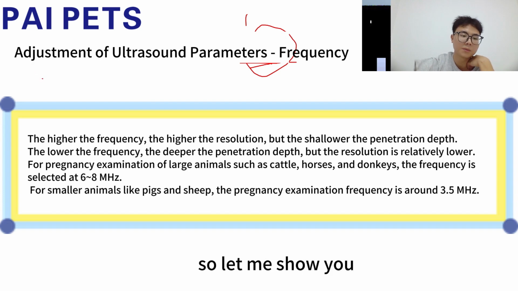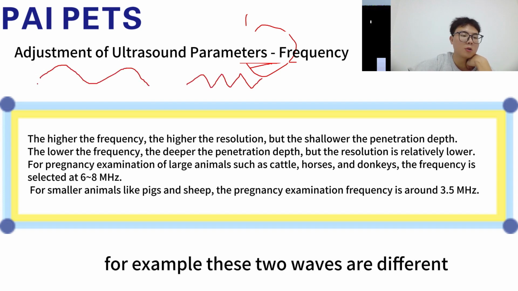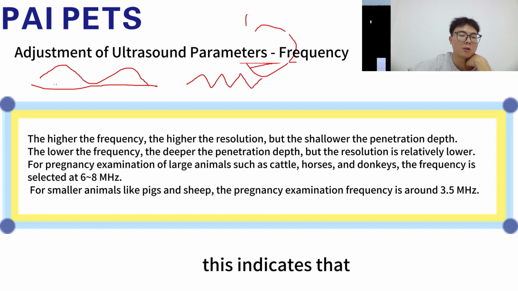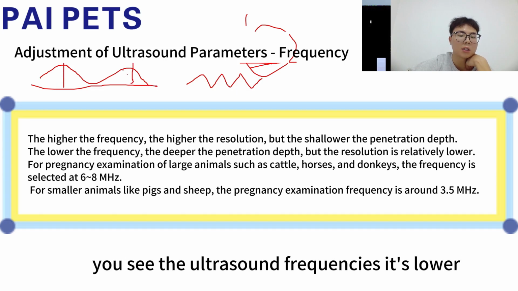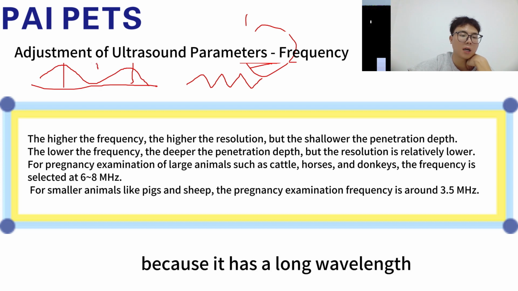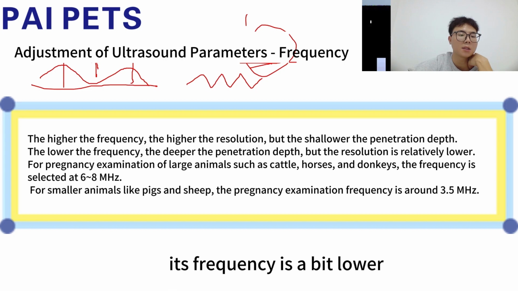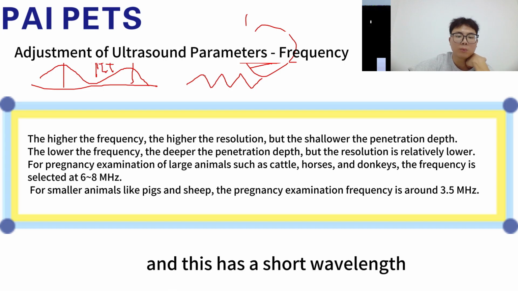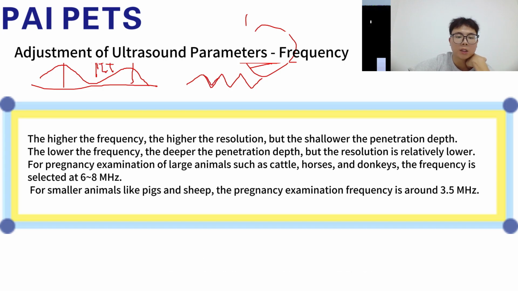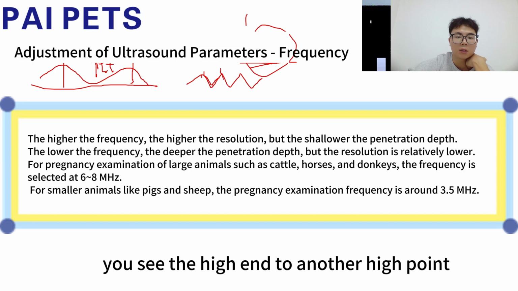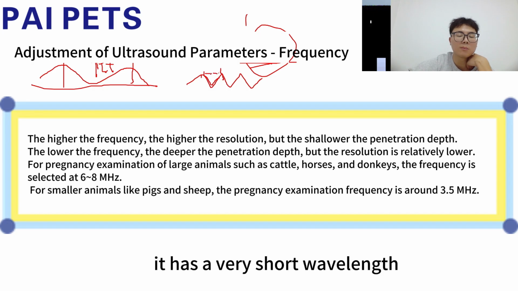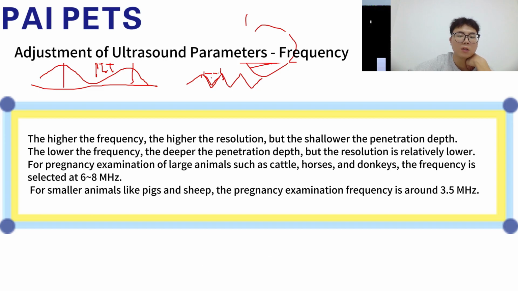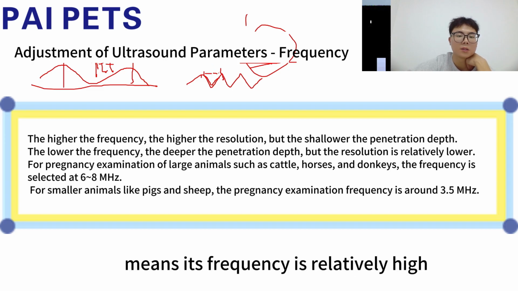So let me show you, for example, these two waves are different. This indicates that the frequencies of the two types of ultrasound are different. You see the ultrasound frequency here is lower because it has a long wavelength. Its frequency is a bit lower. And this has a short wavelength. You see the distance from one high point to another is very short. A very short wavelength means that its frequency is relatively high.